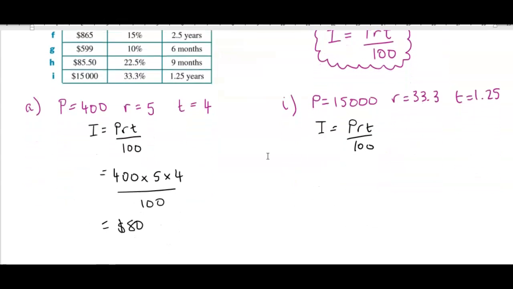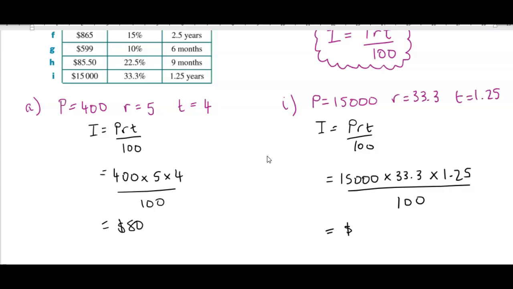Just scroll down a little bit, just substitute everything in, and divide that by 100. I'm just doing it on my calculator. Times 33.3 times 1.25 divided by 100. Okay, a lot of interest for this one because the interest rate is quite high. You can see 33.3% is quite high. So this probably wouldn't be an investment. 6.2, let me just write there.